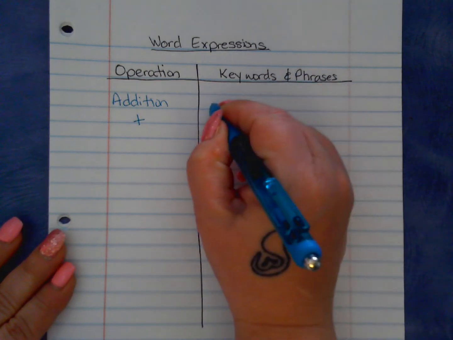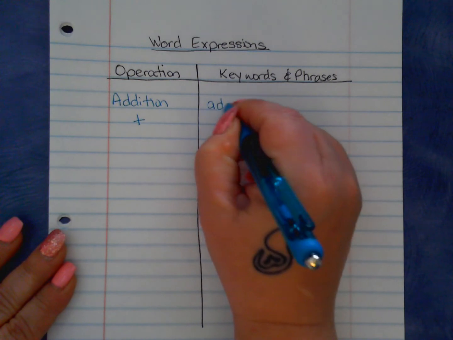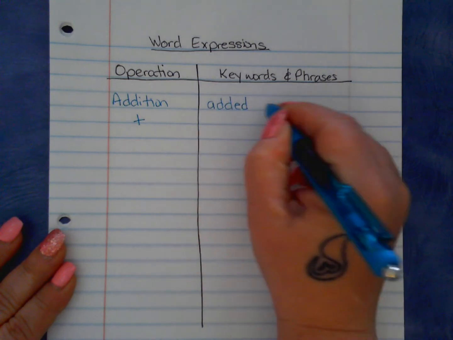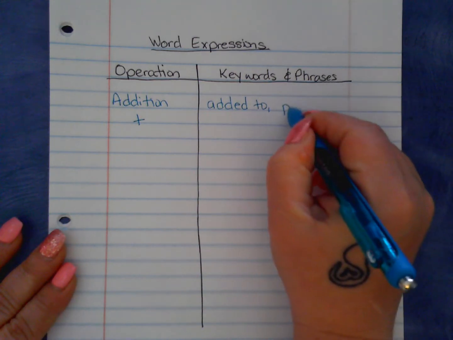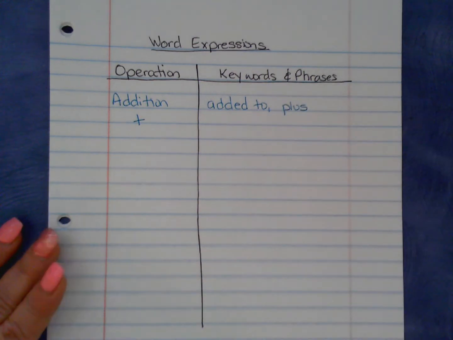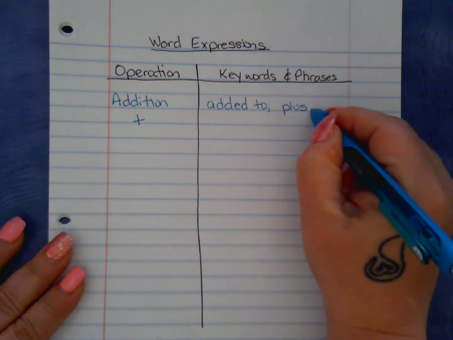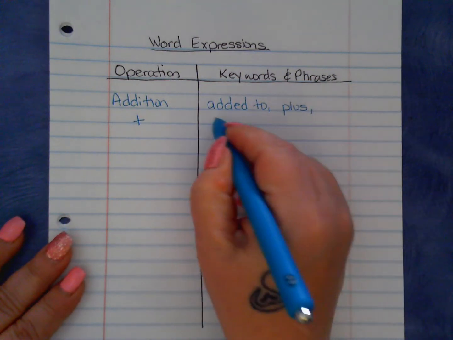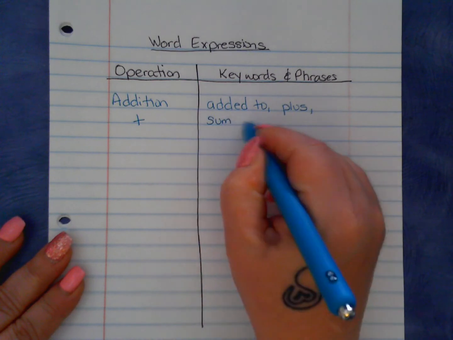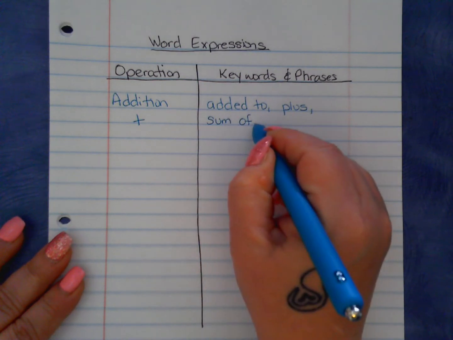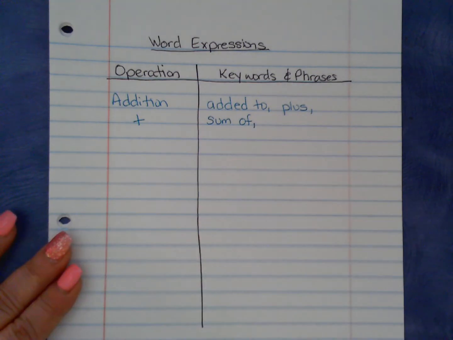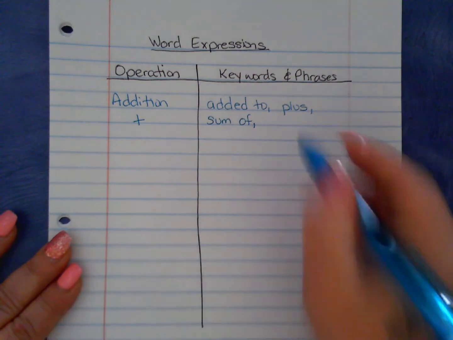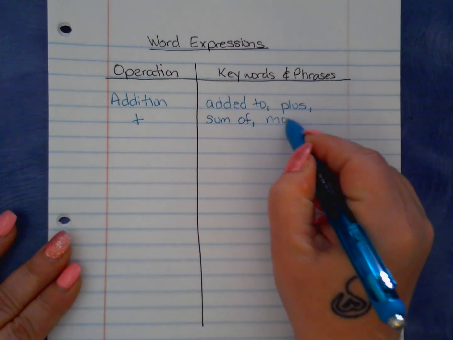So the first one that I would think about is added to. Another word that I think about when I think about addition is plus. We say that one a lot. We also use sum of, as in the sum of 2 and 4 equals 6. Sometimes we use this one, more than.